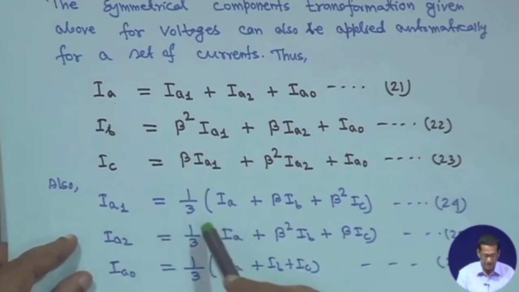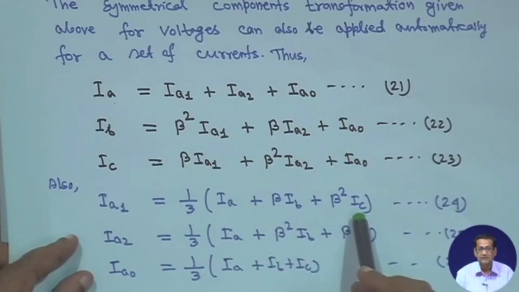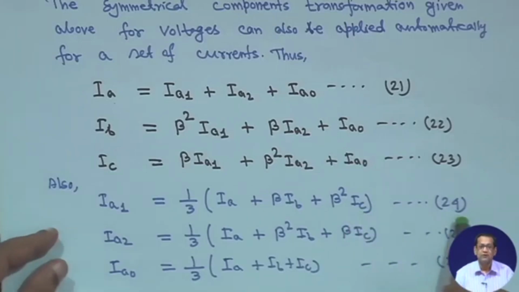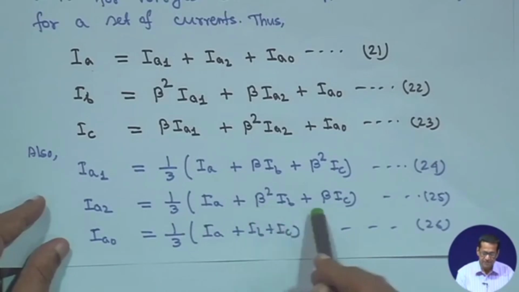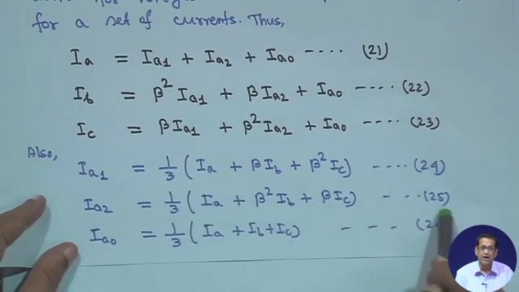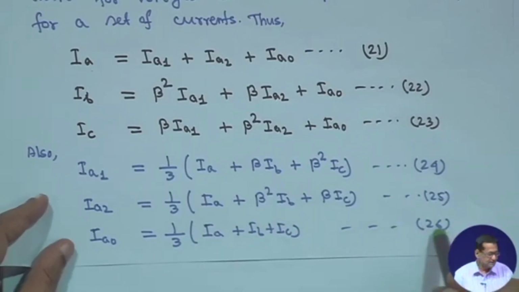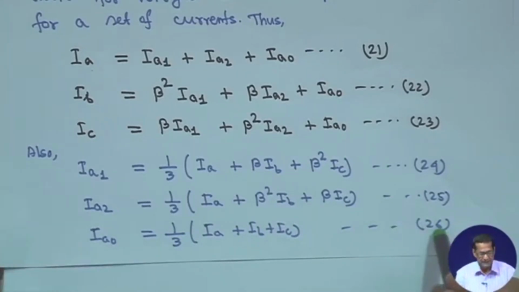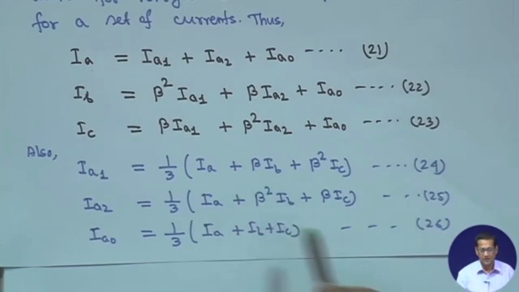I a1 is equal to 1/3 (I a plus beta I b plus beta square I c), this is equation 24. I a2 is 1/3 (I a plus beta square I b plus beta I c), this is 25, and I a0 is 1/3 (I a plus I b plus I c), this is equation 26. So, voltage and current follow the same philosophy.